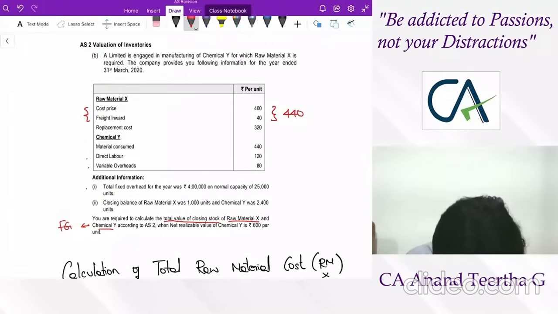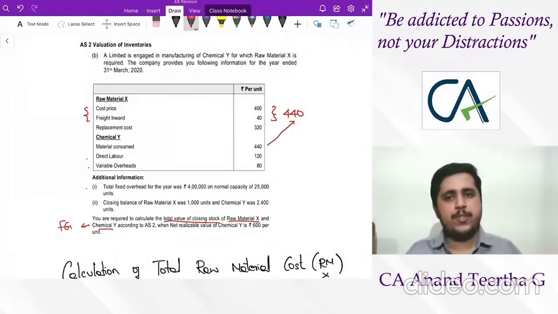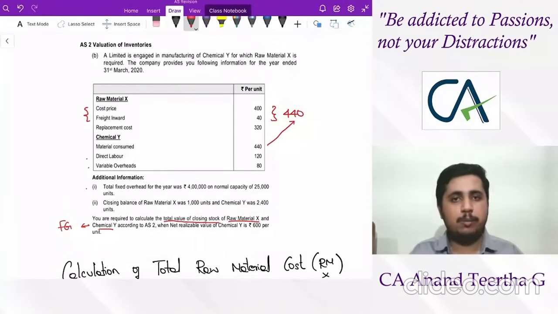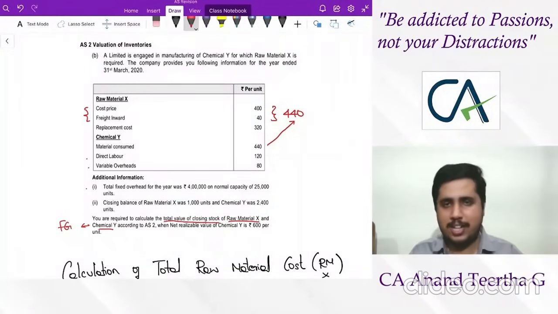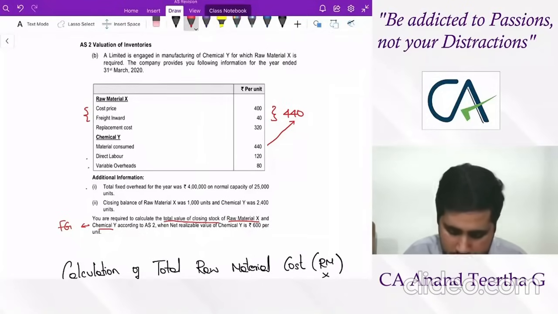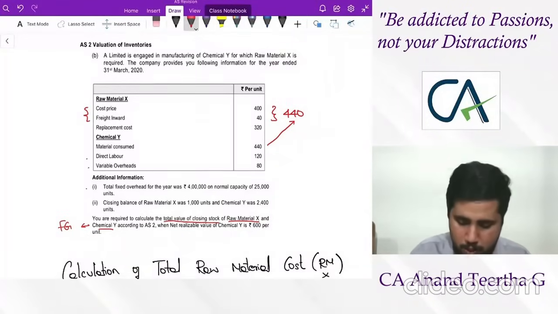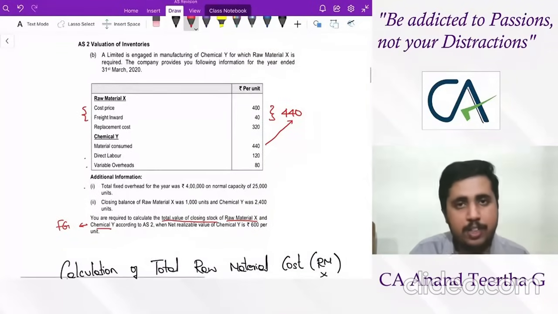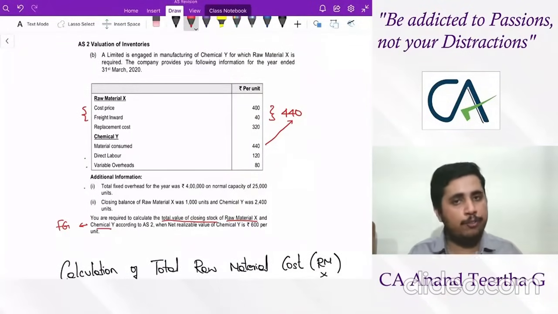Now correlate this. So 440 is material consumed as said in the question. Okay, so that is how bifurcation has taken place. So once you do that, there is material consumed, cost of purchase, cost of conversion, labor and variable overhead. Good for us. They directly gave you the cost per unit. Great. What about the next one?